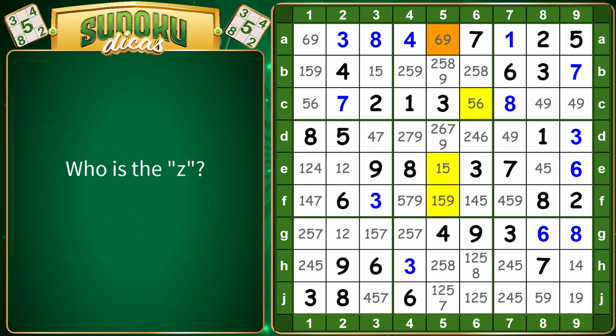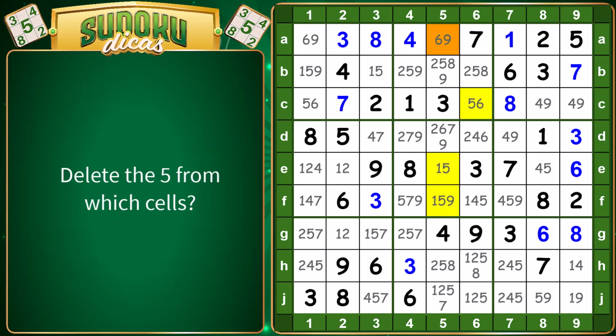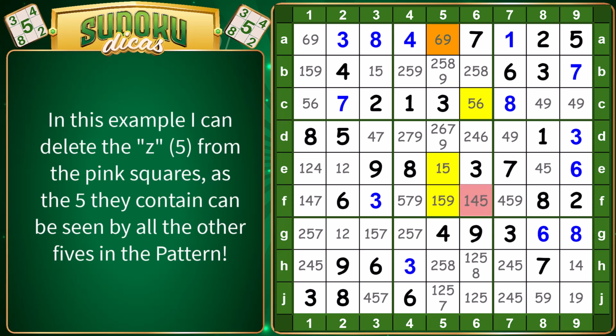Who is the Z? Z is the unrestricted candidate. In our example, 5 is present both in block 2 and in column 5. Delete the 5 from which cells? In this example, I can delete the Z5 from the pink squares, as the 5 they contain can be seen by all the other 5s in the pattern.